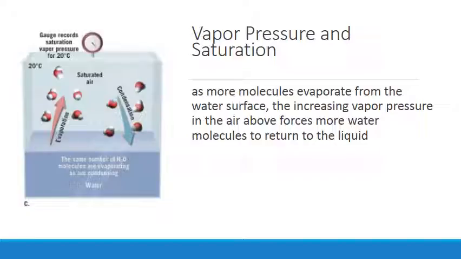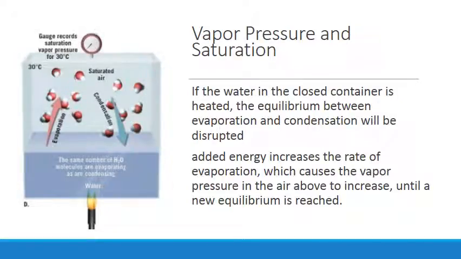So in a separate experiment, we could take the apparatus that's shown here, where the air is saturated, in other words, evaporation and condensation are equal, and add heat. So what happens to the state of equilibrium that we had in the last slide once we turn the Bunsen burner on? It's gone. It's been disrupted. The extra thermal energy increases the rate of evaporation, which causes the vapor pressure in the air above to increase.